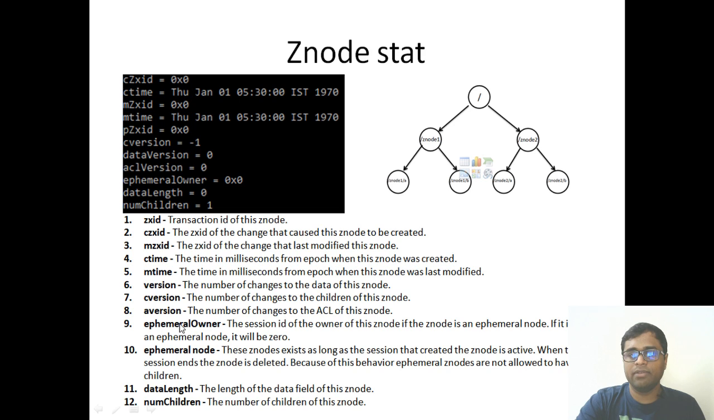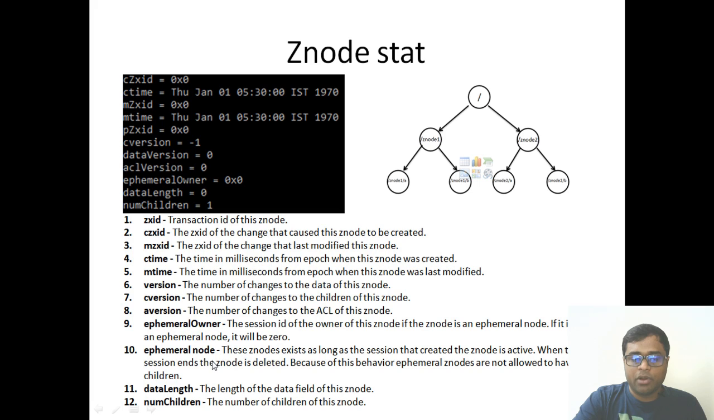Now, what exactly does A version mean? The A version is the number of changes to the ACL of this node. Every single node here has some kind of ACL, which is an access control list, that defines the privileges you allow to the user. Now, ephemeral owner is the session ID of the owner of this node if the Znode is an ephemeral node. If it is not an ephemeral node, it will be 0.